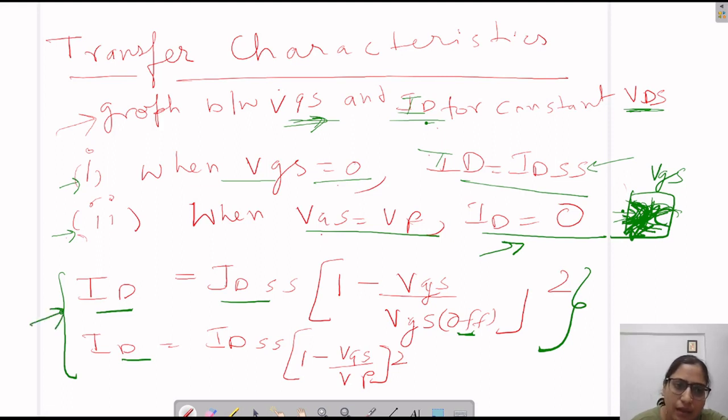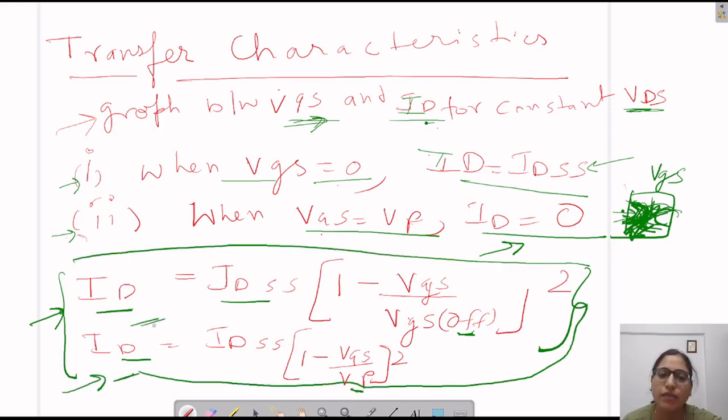So this is the ID current when VGS is 0, or the second one is when VGS is equal to VP. This is the current equation which we get from the transfer characteristic of the JFET. So here ID equals IDSS times (1 minus VGS upon VGS off) whole square, and the second one is ID equals IDSS times (1 minus VGS upon VP) whole square. These two conditions are directly derived from the Shockley diode equations. We know that William Shockley is the scientist behind the transistor. The derivation of this is not in our course, so you can directly understand those equations: ID equal to IDSS (1 minus VGS upon VP) whole square.